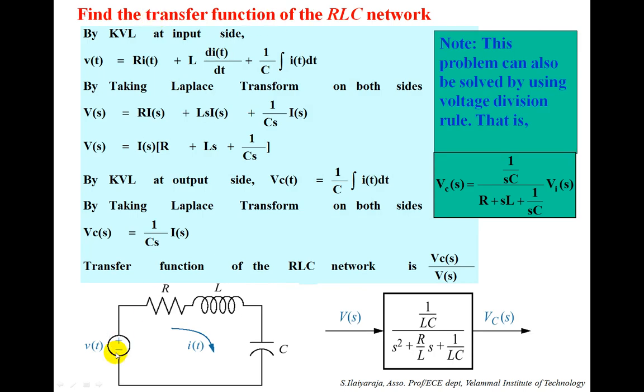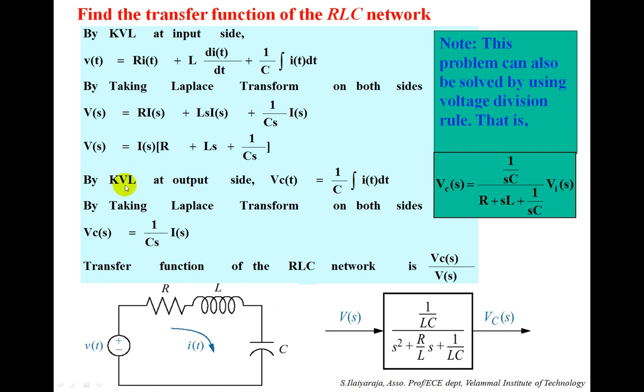So here is an RLC circuit connected in series, applied voltage v(t), and the current flowing through the circuit is i(t). You can solve this problem in two ways. One is by applying KVL, you will get v(t) = R i(t) + L di/dt + (1/C) integral of i(t) dt. By taking Laplace transform, you will get V(s) = I(s) (R + sL + 1/Cs). And output is taken across the capacitor.